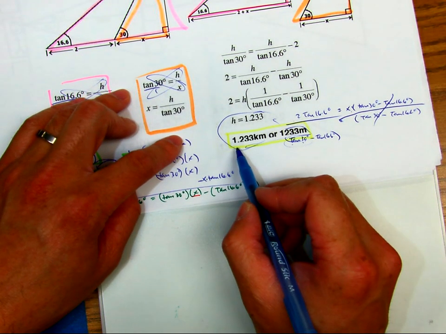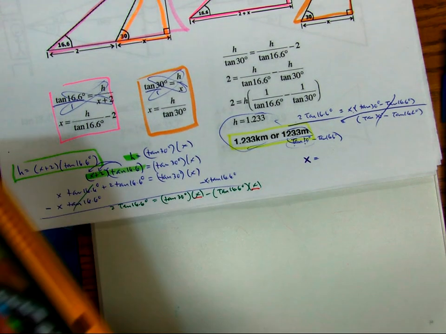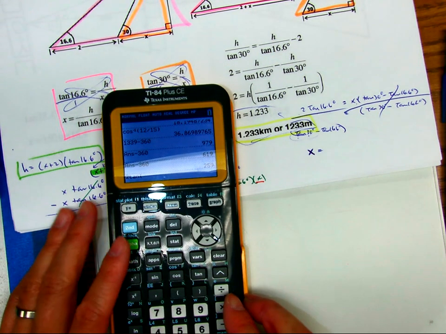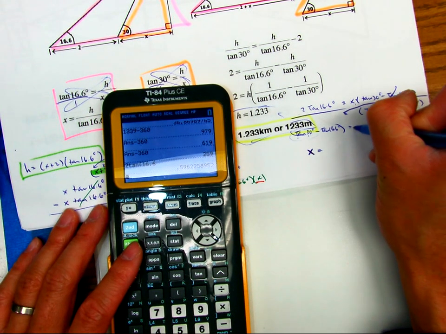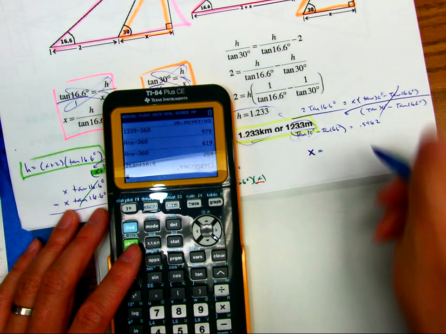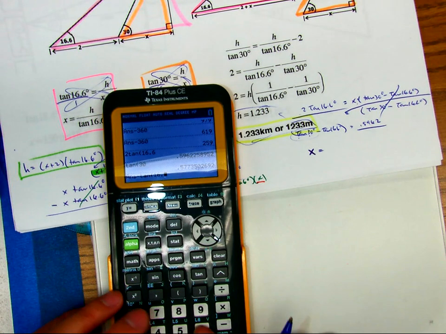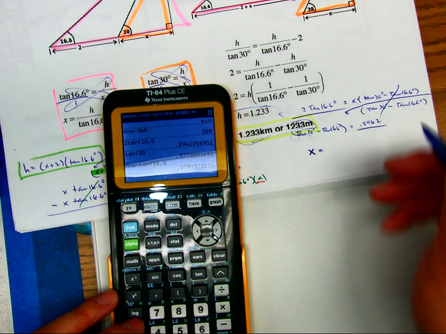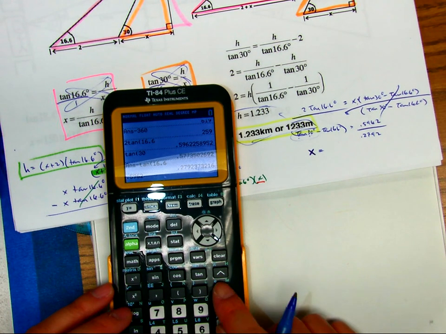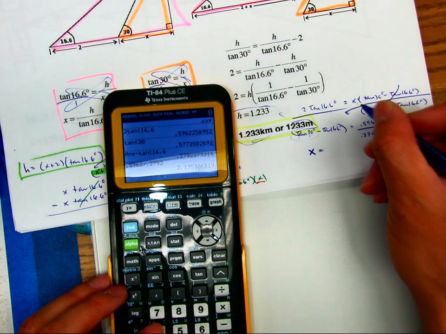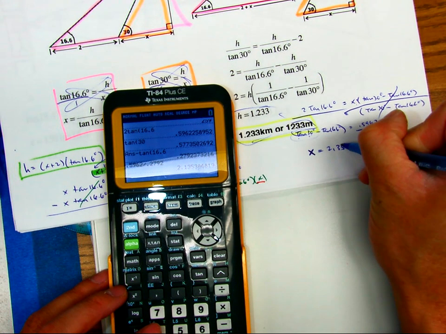Our value actually finds x. I can actually calculate that. 2 times tangent of 16.6 degrees gives me 0.5962. And then tangent of 30 minus tangent of 16.6 gives me 0.2792. 0.5962 divided by 0.2792 gives me 2.1354, and that's only x.